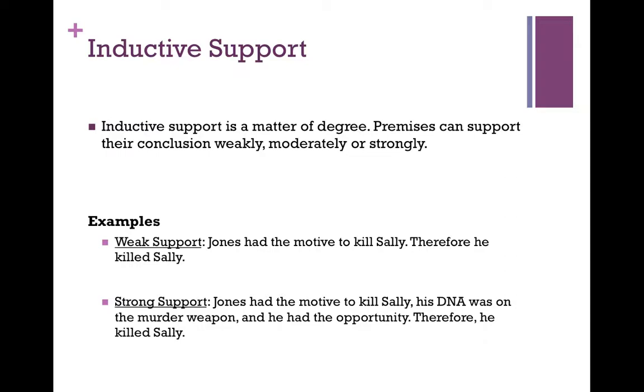We can have strong support. We can have evidence that occurs or support that occurs in between these. We can have stronger evidence still. Maybe, let's say, Jones had the motive. His DNA was on the weapon. He had the opportunity. And he was seen fleeing the scene of the crime. Well, that's stronger. Let's add to that he gave a confession. That's stronger still. So you see, we can keep getting stronger and stronger support.